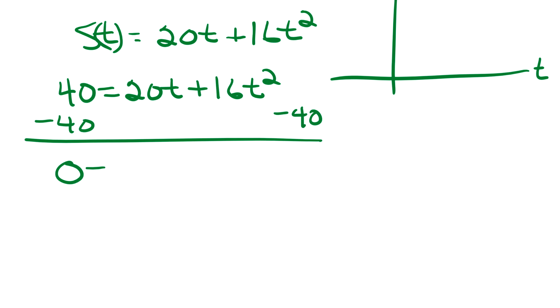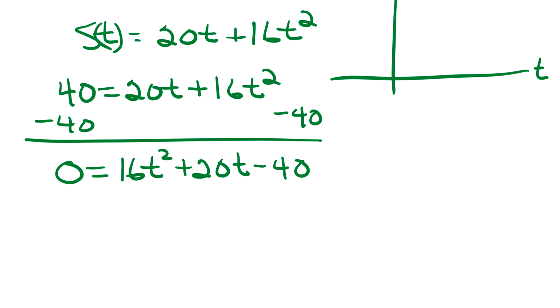So it'll be 0 equals, I'll put the 16t squared first, plus the 20t, and then minus the 40. And there is my equation so far, my quadratic equation. So this is where I'm at, given these conditions. And now what I want to do is factor that using the quadratic formula.